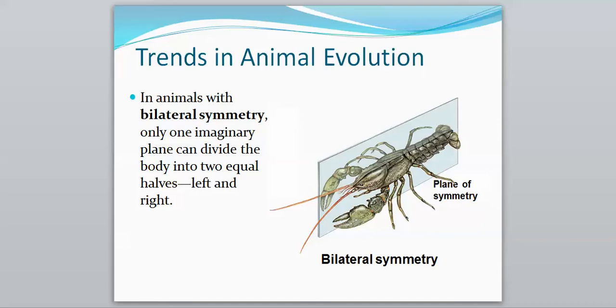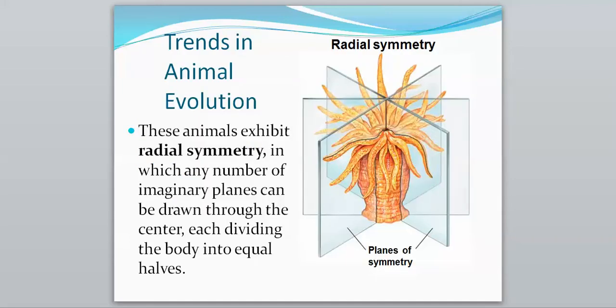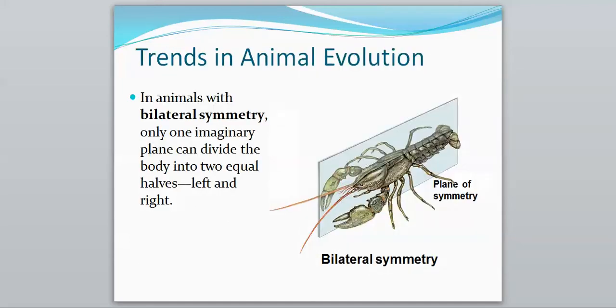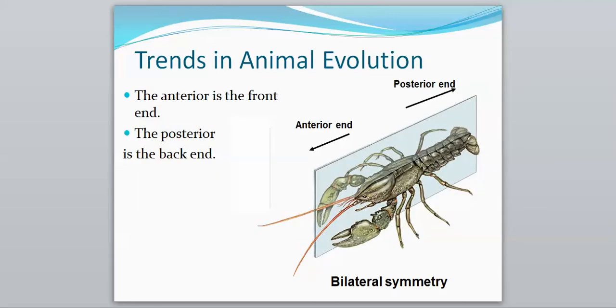Again, we'd have to go right down, like right through our nose, right across our chest, straight down to equally divide ourselves in half. So that's bilateral symmetry. We have radial, which means it can go anywhere. Bilateral just can be bi meaning two, lateral side to side. So bilateral symmetry.